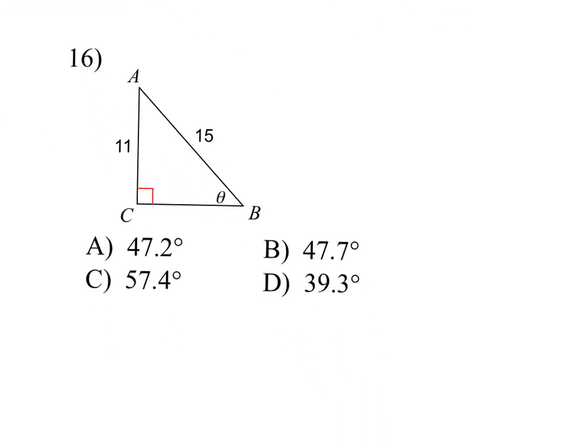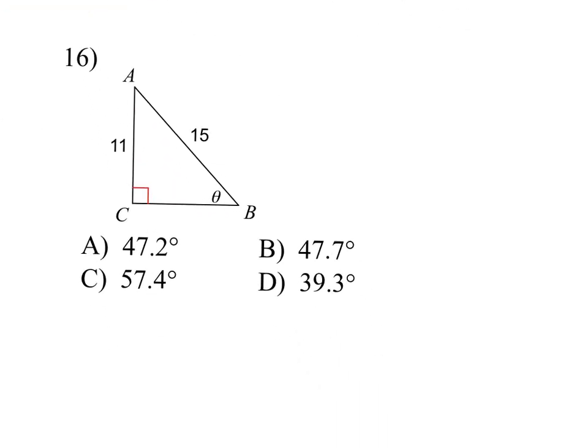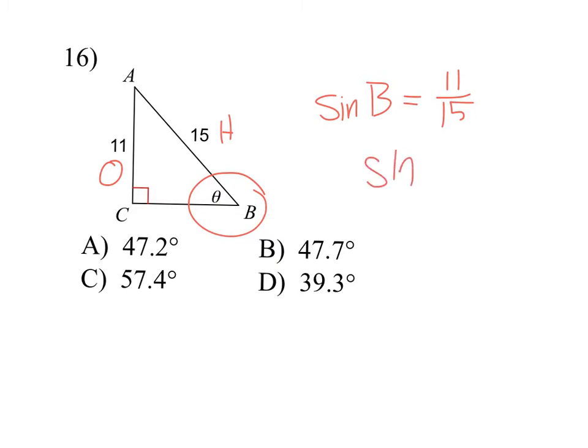Let's jump to 16. Same type of problem. We're looking at angle B, and I've got the opposite and hypotenuse. So we're talking about sine of angle B is equal to 11 over 15, and to get the inverse, we do sine inverse of 11 over 15, and that's going to give me angle B, which is my theta in this case. So if we do sine inverse of 11 divided by 15, we end up getting 47.2 degrees.